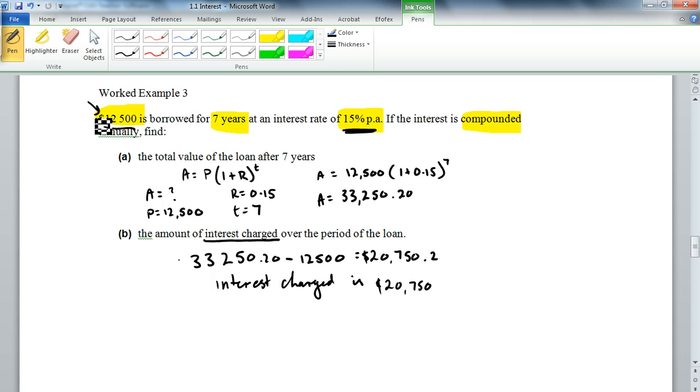So next time you want to buy your car, it's a much better decision to save up the 12,500 rather than borrowing it from the bank, because you'll end up paying $20,000 extra just because you borrowed the money.